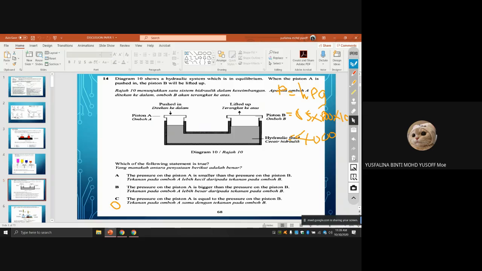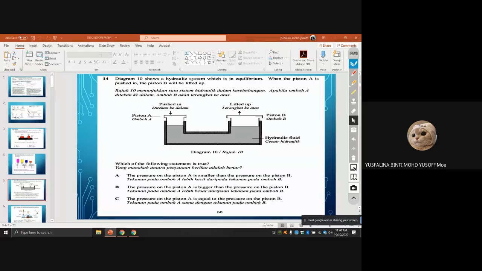Okay, so diagram 10 shows a hydraulic system which is in equilibrium. When piston A is pushed in, piston B will be lifted up. Which of the following statements is true? This is actually Pascal's principle. Pascal said the pressure is transmitted equally, or uniformly, throughout the liquid. So for Pascal, the pressure must be the same for both pistons, A and B. So the answer should be C.